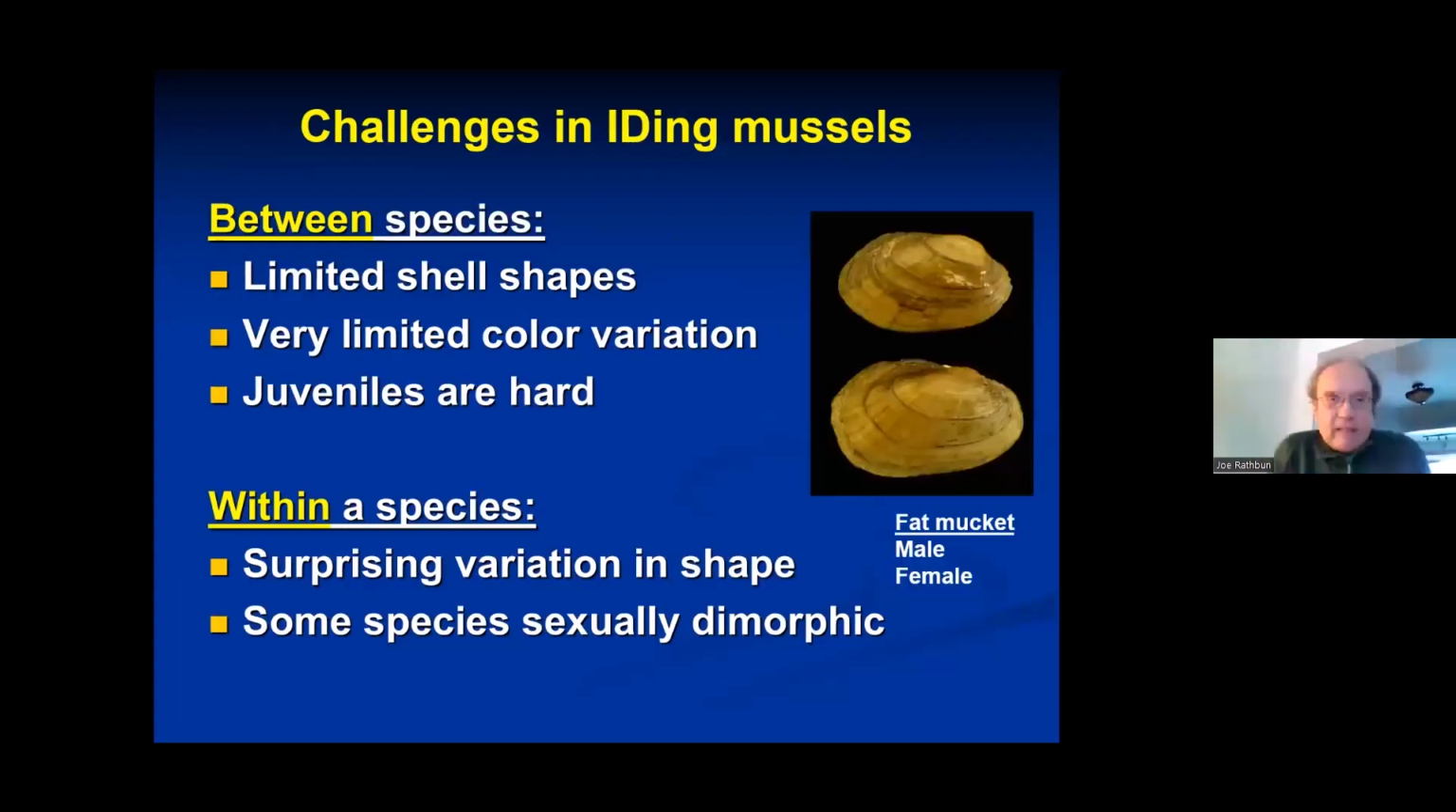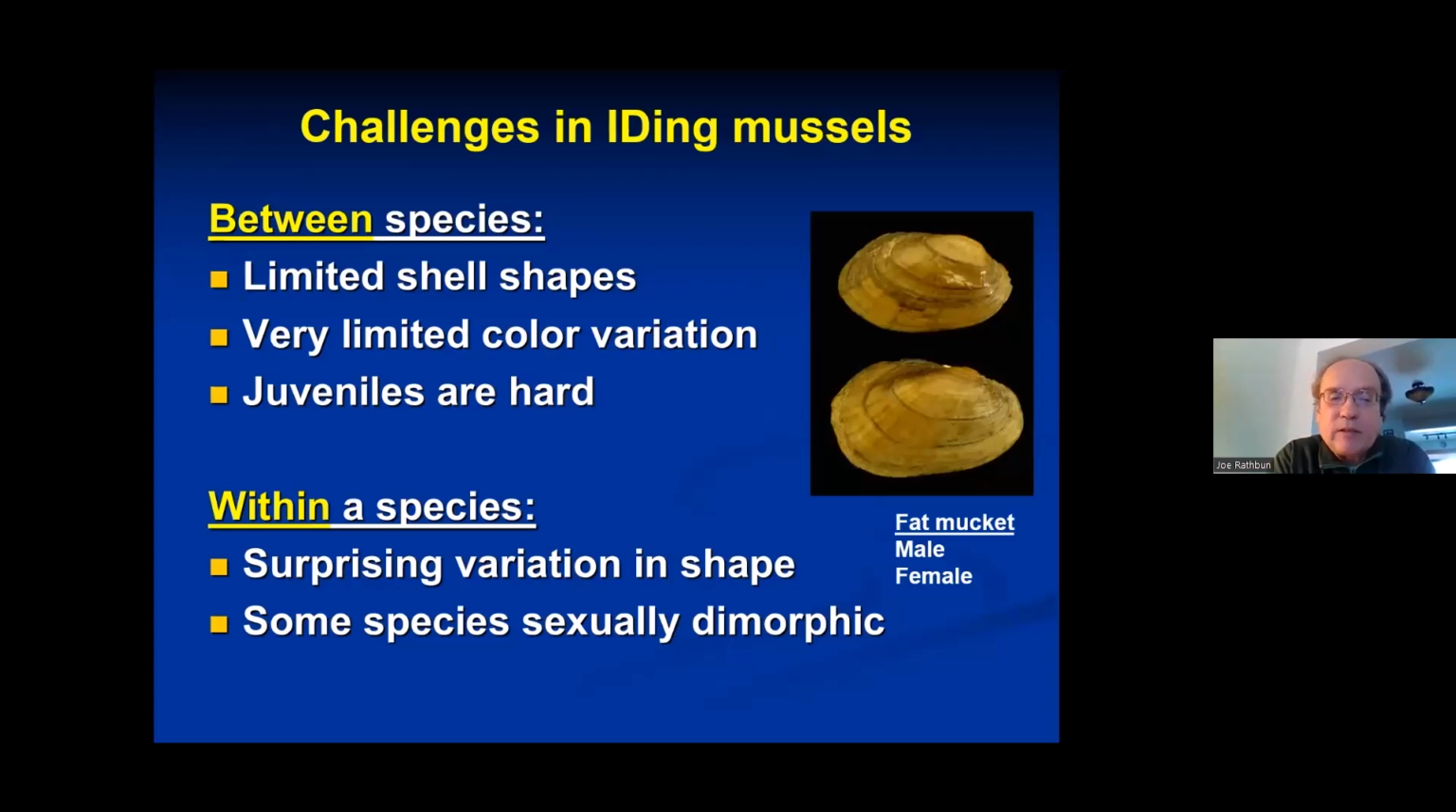IDing mussels is fairly challenging. Between species, there's limited shell shapes. They're all kind of oval or maybe round. Limited color variation. They're all tan, brown, or black. Juveniles are very, very hard. We won't go into that.